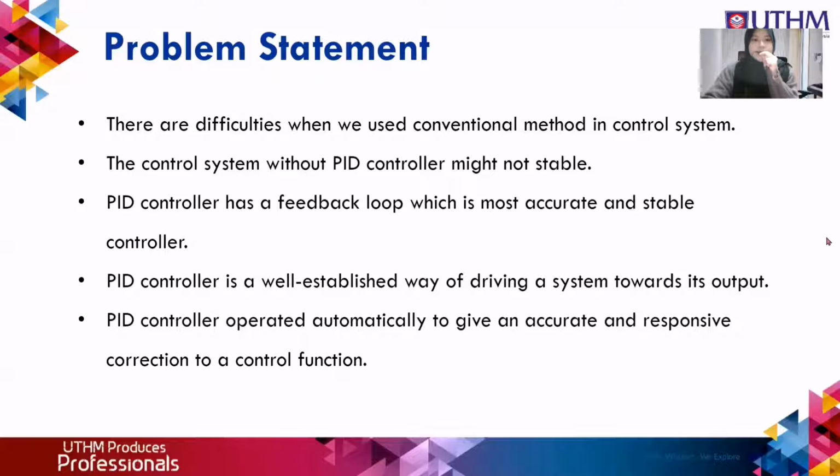I will do a presentation about the problem statement of the assignment. The problem statement is that we face difficulties when we use conventional methods in control systems, because a control system without a PID controller might not be stable. A PID controller has a feedback loop, which is the most accurate and stable controller, and also a well-established way of driving a system towards its output. So we use a PID controller because it operates automatically to give an accurate and responsive correction to a control function.